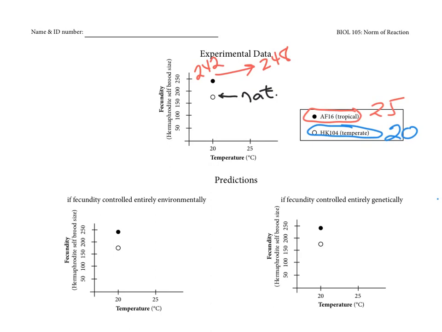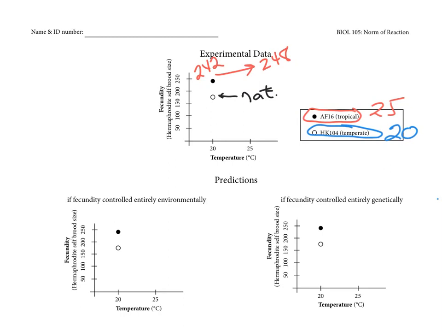So does that suggest that for that strain, AF16, for individuals from this species from India, their fecundity, the number of offspring they have, is controlled by environment or genetics mainly? Genetics. Slope of 0, right? Horizontal line. There's no change between these two temperatures anyway. So what else would you like to know?